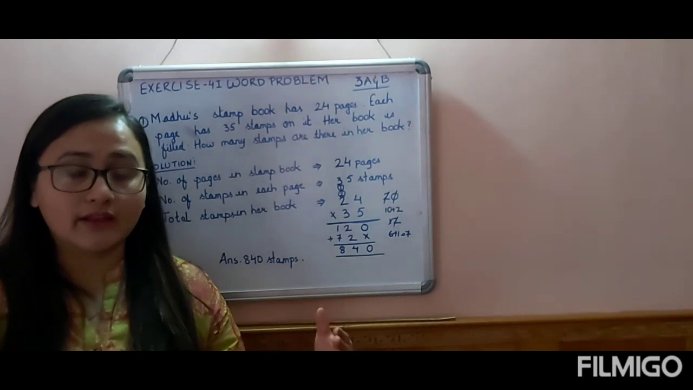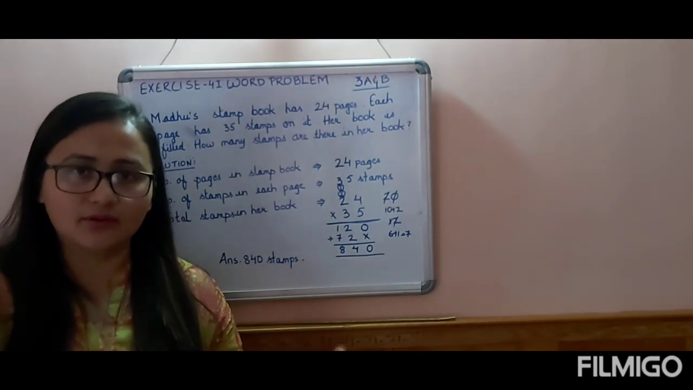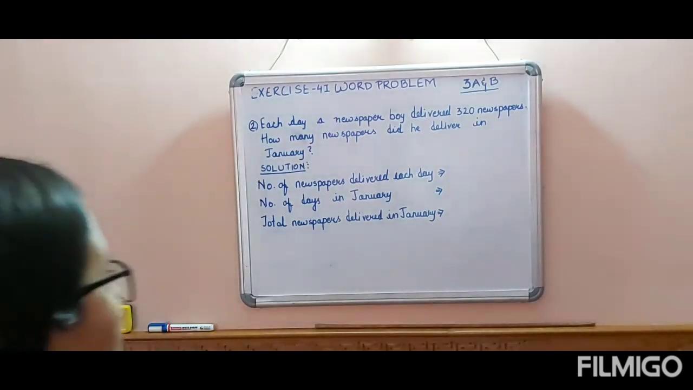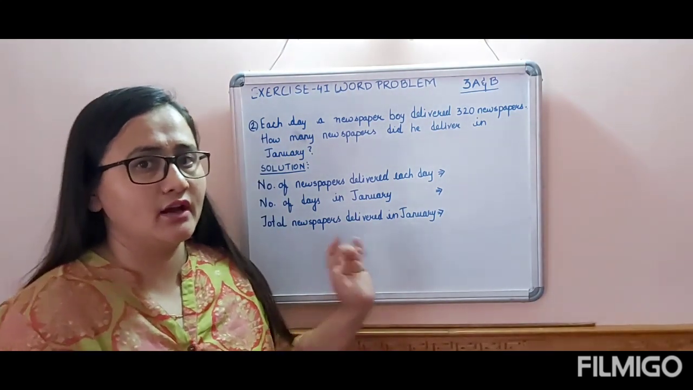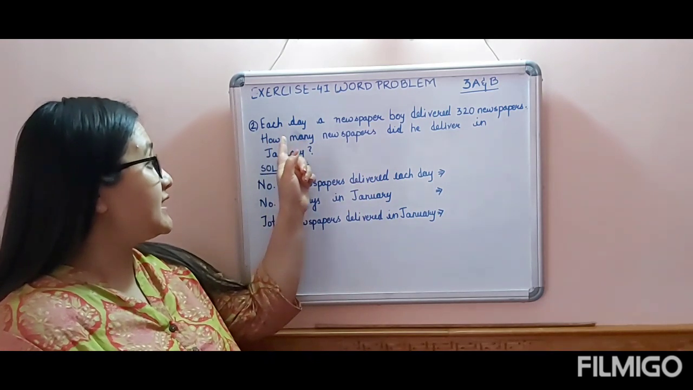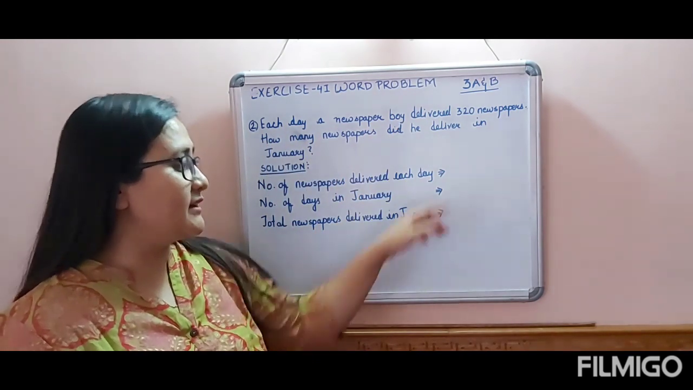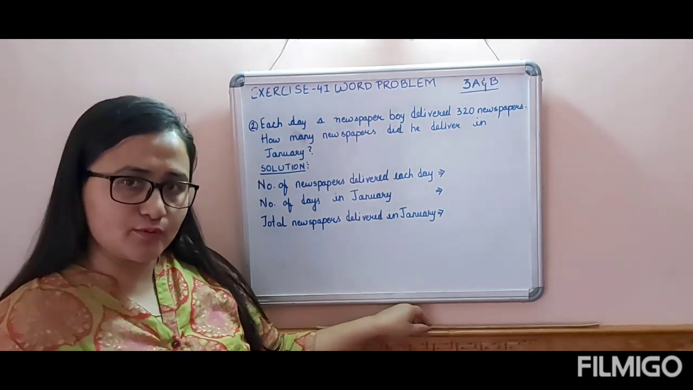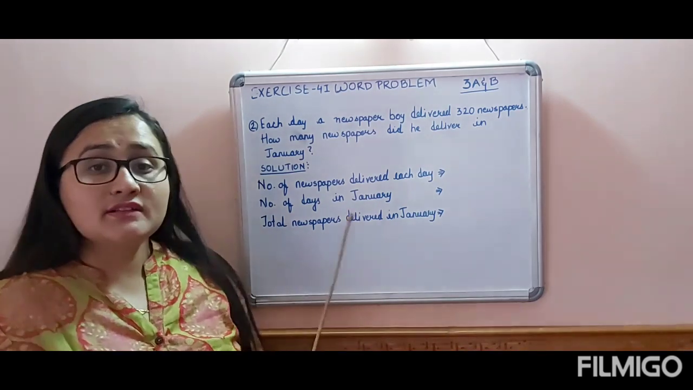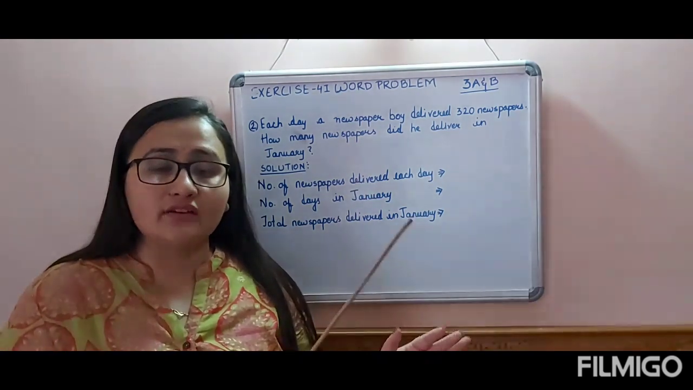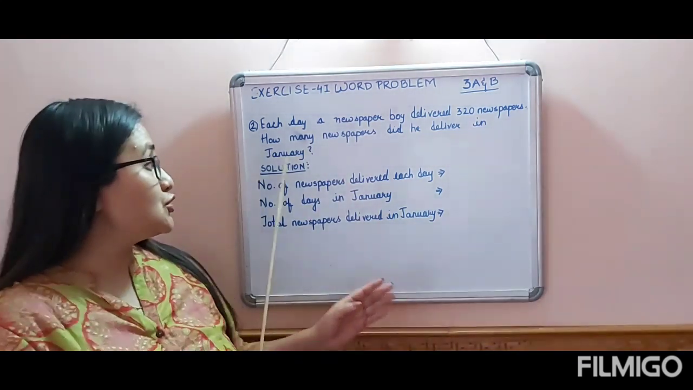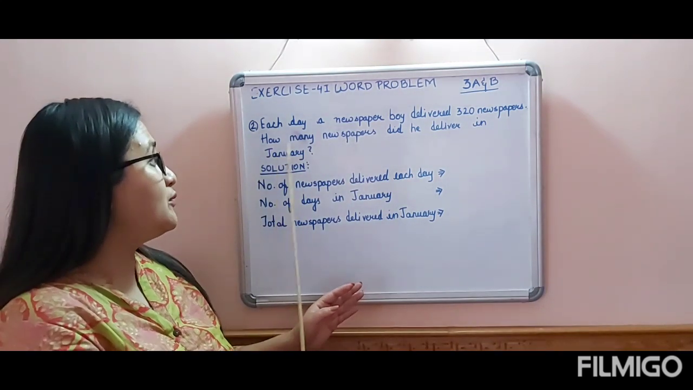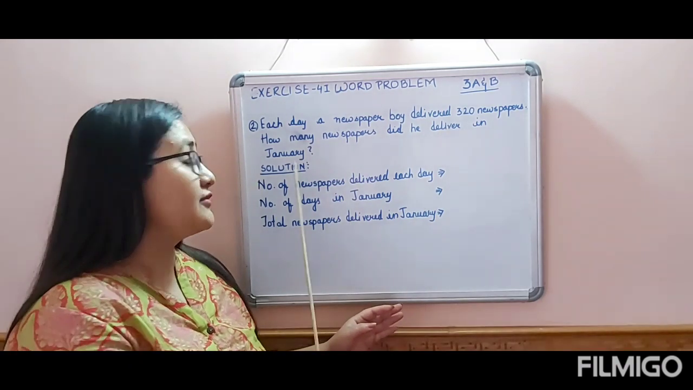Now let's do 3-digit multiplication. Let's move on to the next sum and we will do this one now. Look at the board here. Here it is said each day a newspaper boy delivered 320 newspapers. So there was a newspaper boy. He used to deliver 320 newspapers daily. Here you are asked to find out how many newspapers he delivered in January.